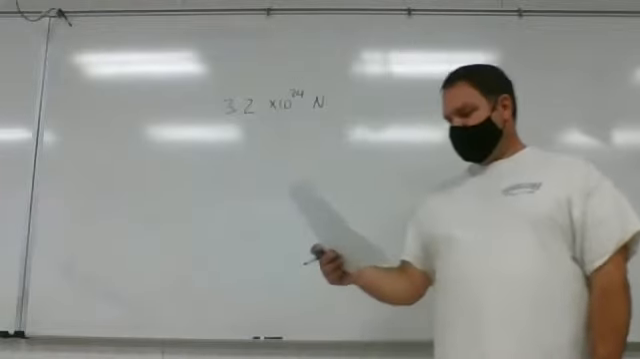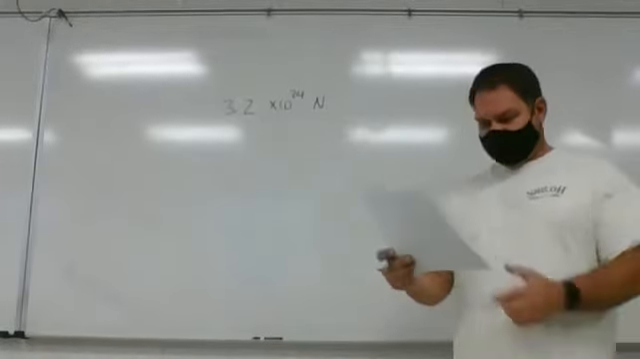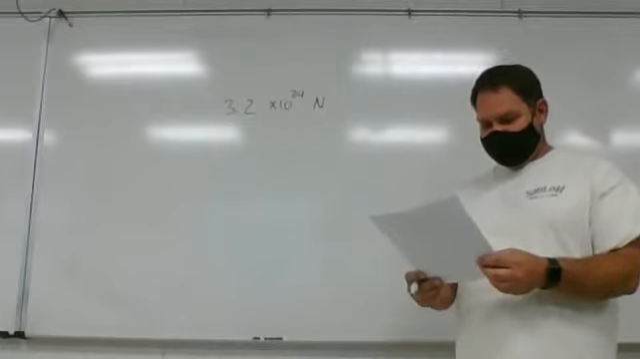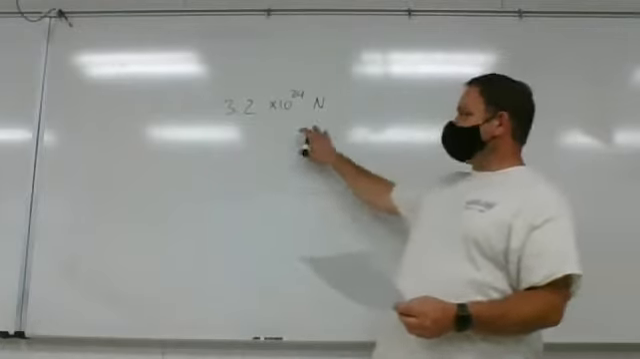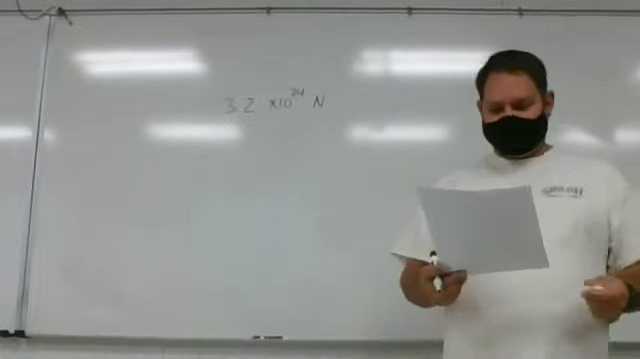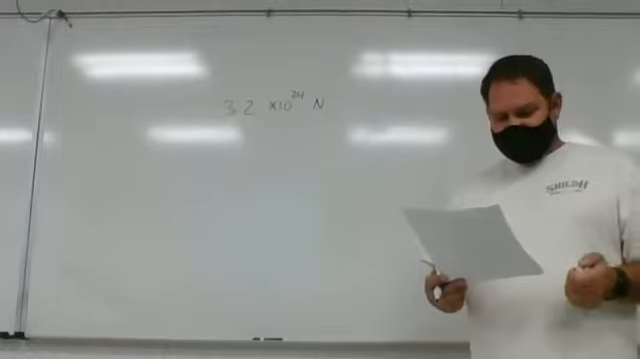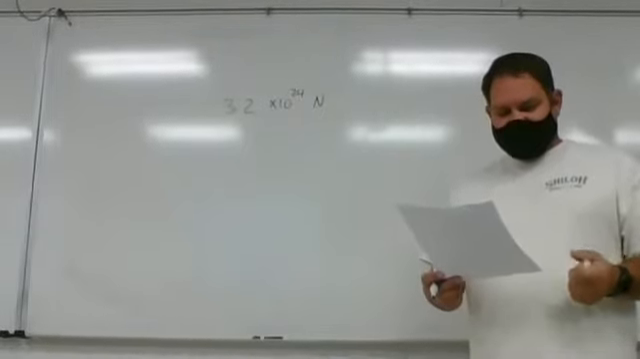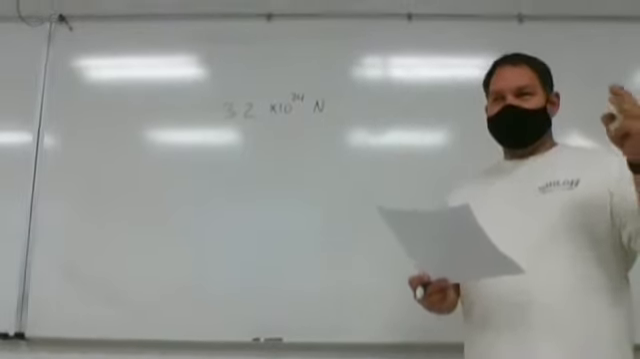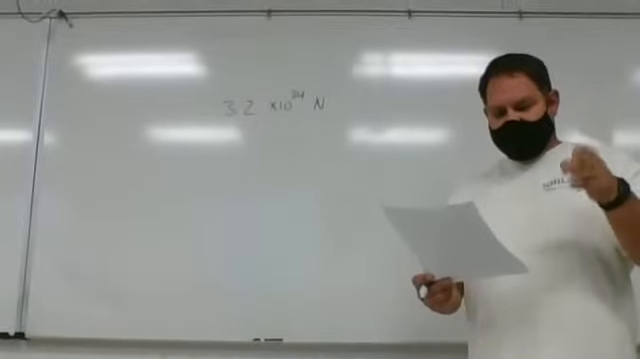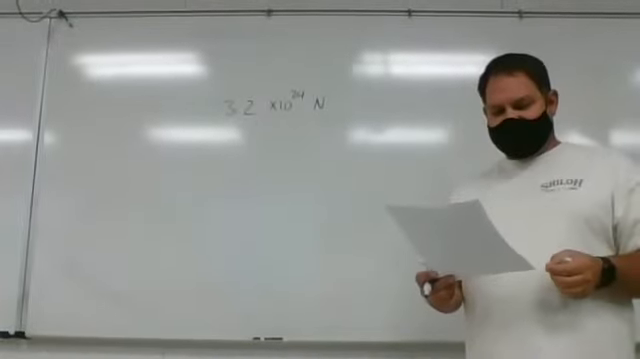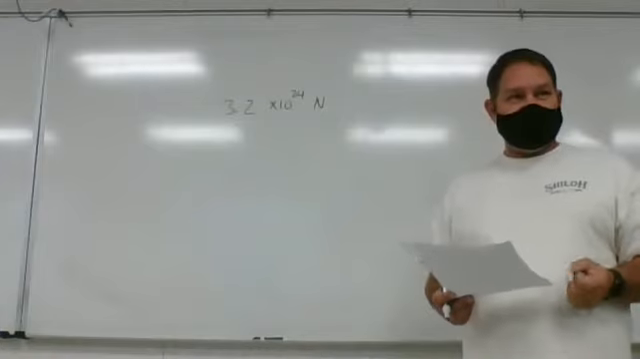To the 24th. Wait, what do you mean you have a fraction of a neutron? Well, this is the number of neutrons, right? What's the answer for A? Where it says, for A, how many neutrons are in 10 grams of fluorine-19?